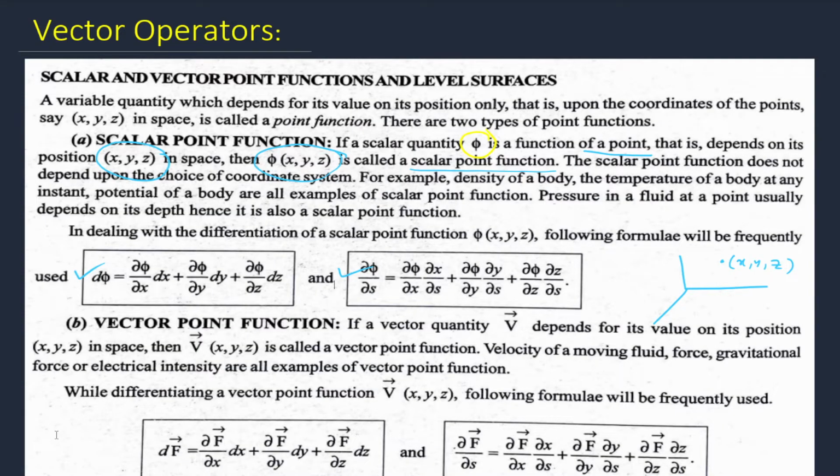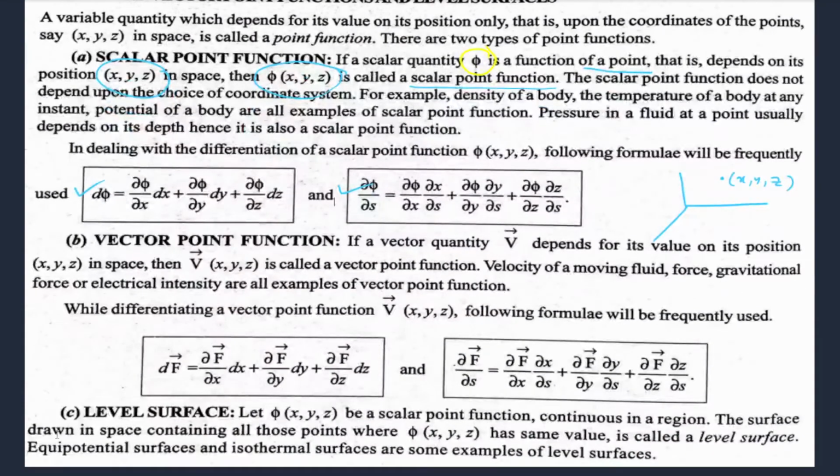Now let us come to the vector point function. What is vector point function? When we say vector point function, it is the same thing. Now here see, phi is a scalar function. Now v bar is a vector quantity. So if v bar is a vector quantity and this v bar depends on some point x comma y comma z in space, then v bar of x comma y comma z is called vector point function. Okay, so it's very simple.